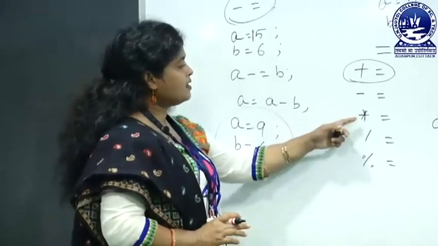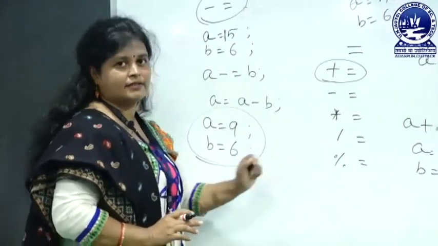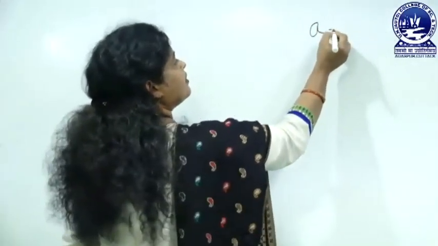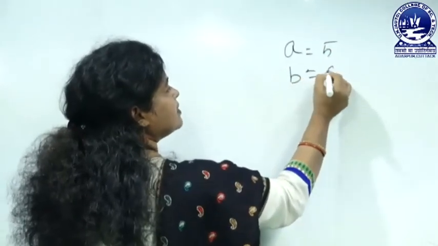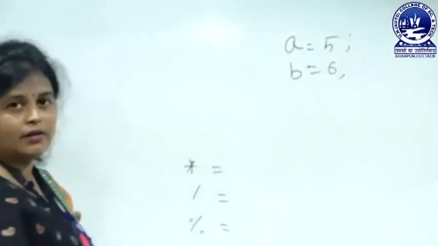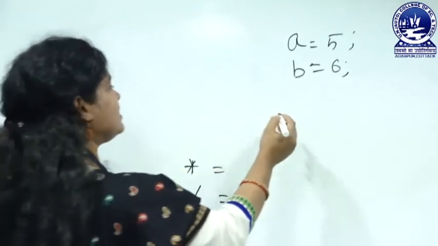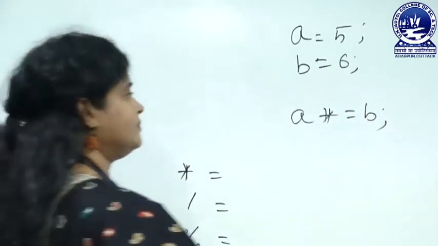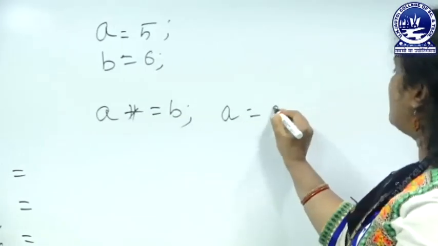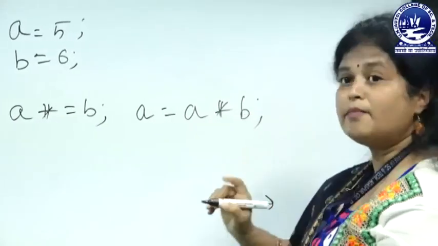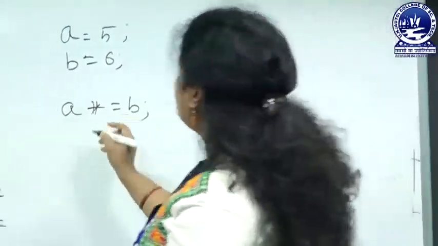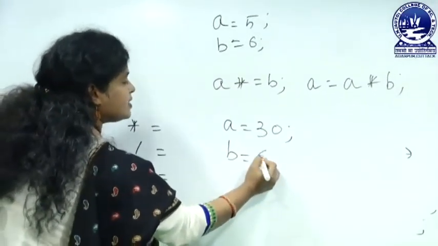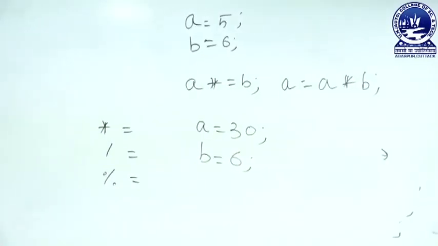Now we will discuss about multiplication equal to and the rest. First we will discuss about multiplication equal to. Let a equal to 5 and b equal to 6. Now if you write a multiplication equal to b, it means that a equal to a into b. It means that after executing this statement, a value will be 5 into 6, 30, and b value will be as usual 6. I hope all of you are clear on this one.